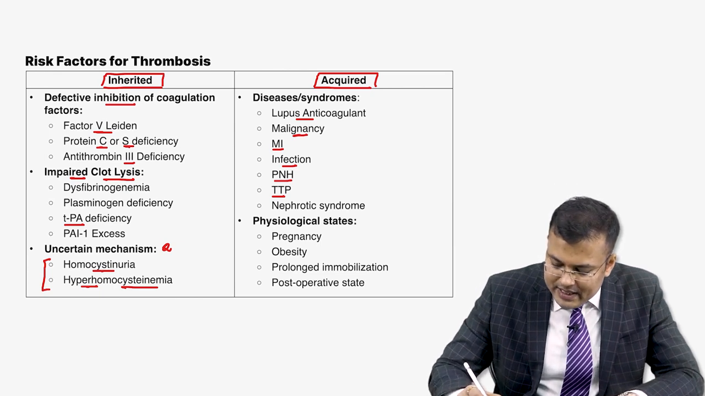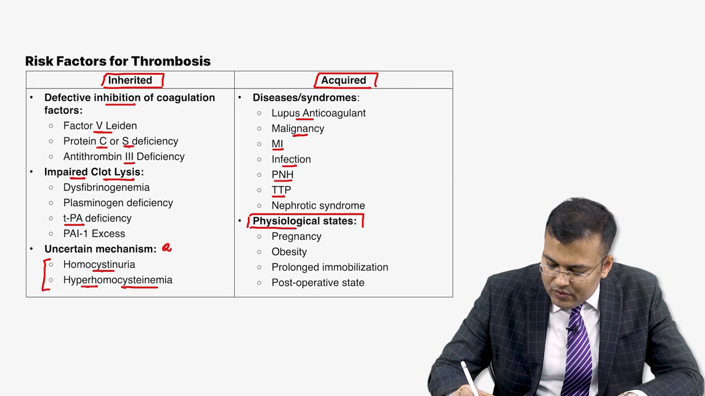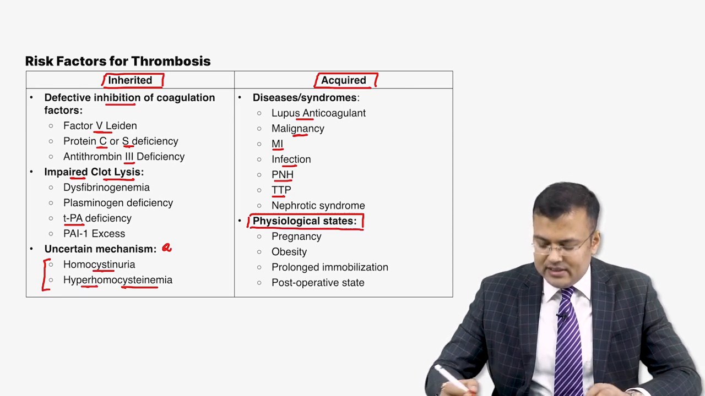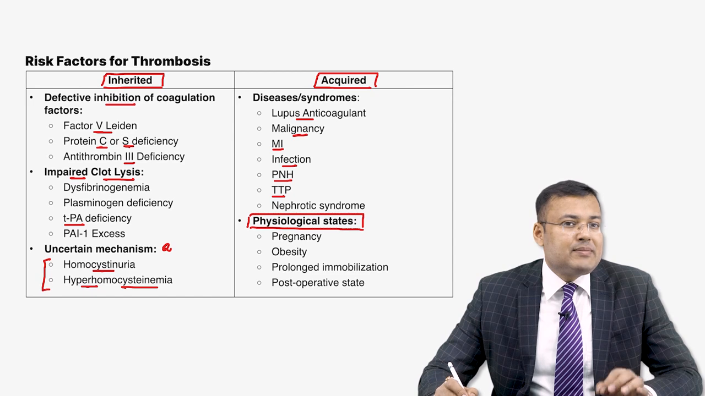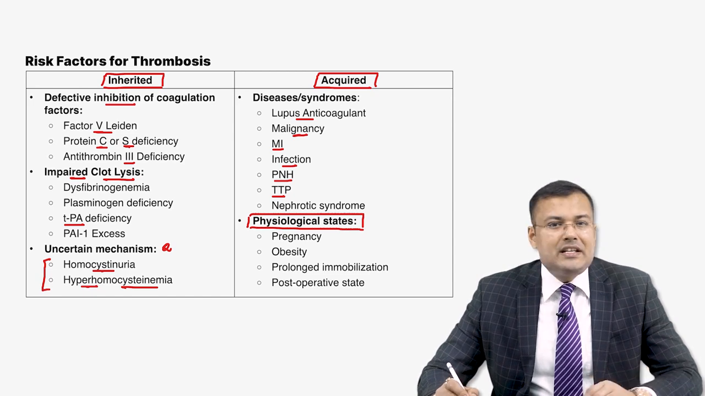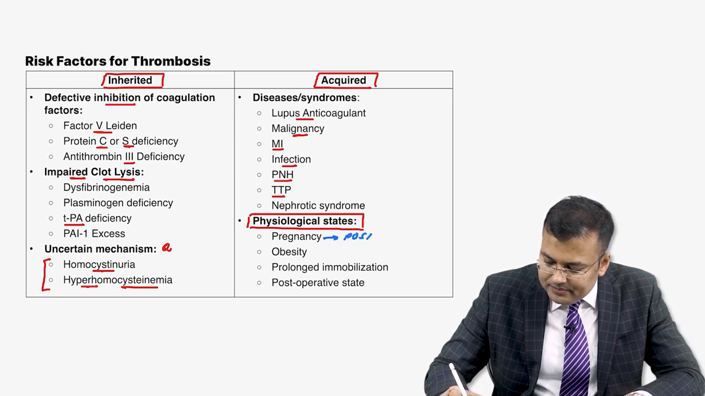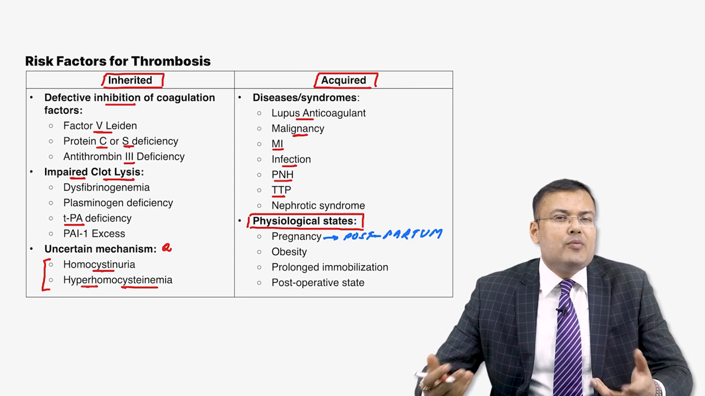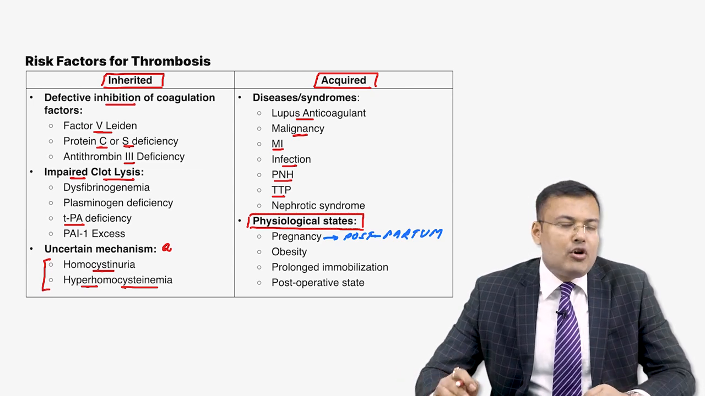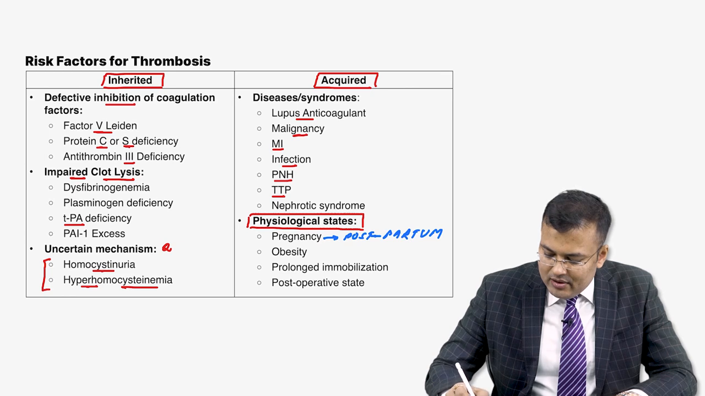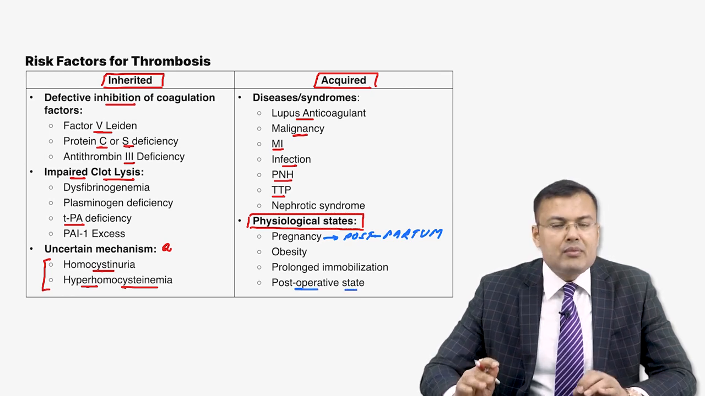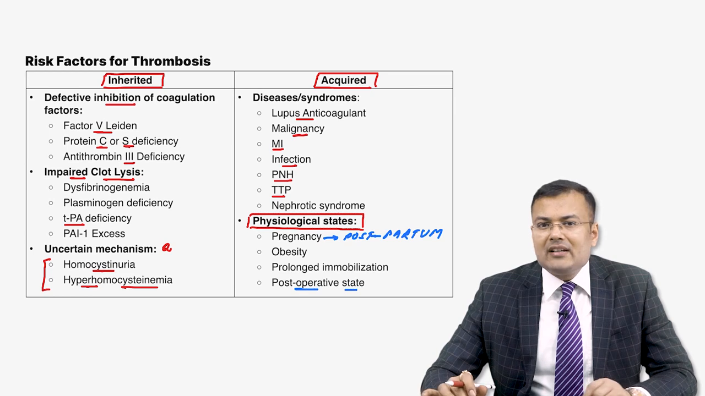Next, these are very important, especially in surgery. What? Pregnancy, physiological states like pregnancy, especially in which period there is increased risk of DVT? Tell me. Pregnancy, especially in the postpartum period. Obesity, again, it's a risk factor, prolonged immobilization, and post-operative state. So these are the risk factors.